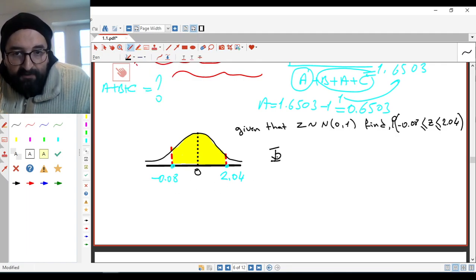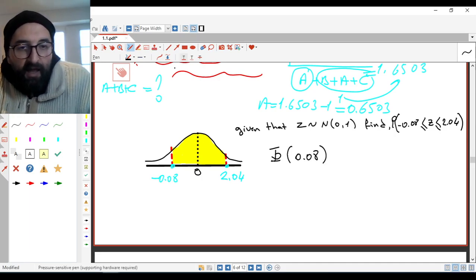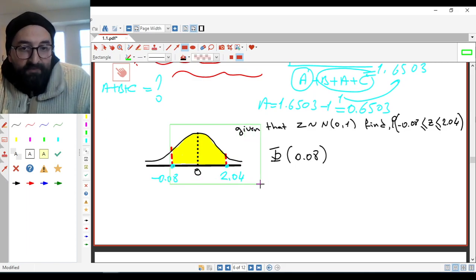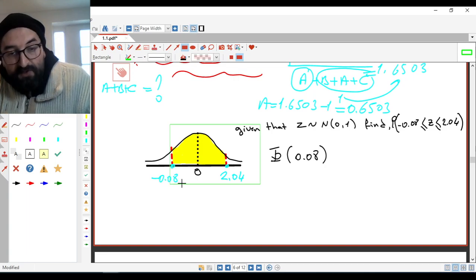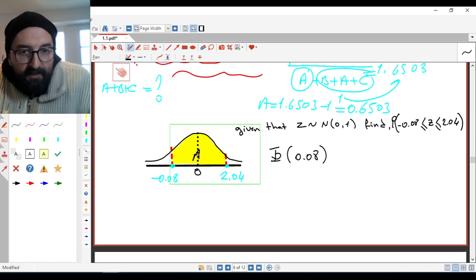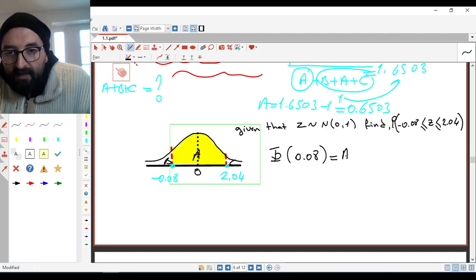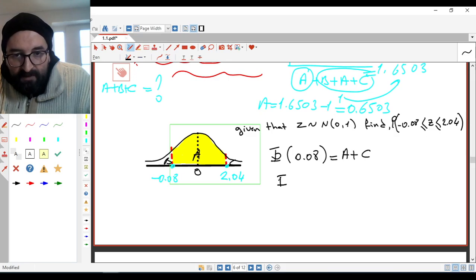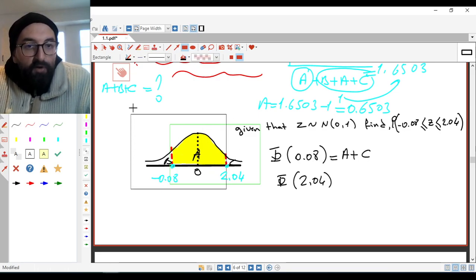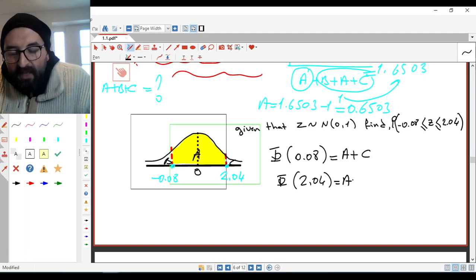If I find phi negative 0.08, I could find the big area which is separated by negative 0.08, and let's say this area, for example, this is A, this is B, this is C. If I find phi negative 0.08, I could find A plus C. If I find 2.04, I could find the big area which is separated by 2.04. It is A plus B.